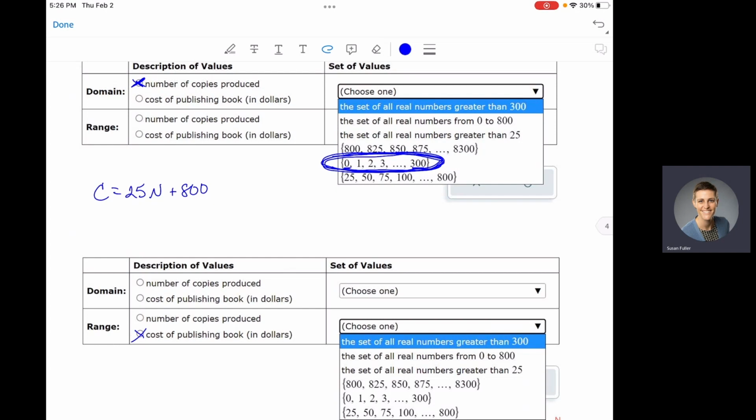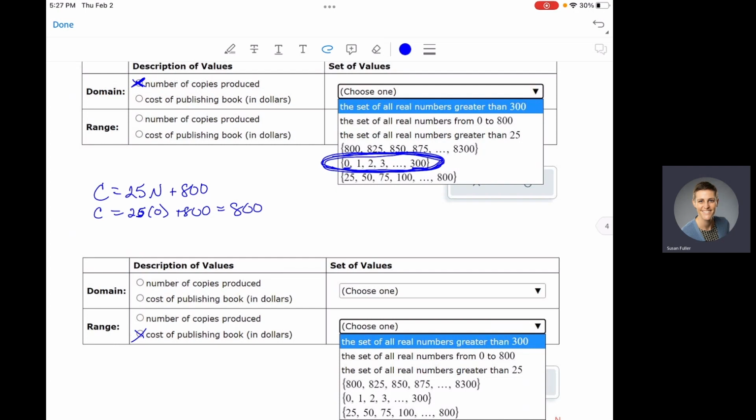So let's say we don't make any books. N equals 0. 25 times 0 plus 800. I'm plugging in N equals 0. I want to know what the lowest cost that we can have is. 0 times 25 is 0, plus 800 is 800. So if we don't make any books at all, it's going to cost us $800. Maybe that's just for the materials and the machinery and whatever else we need.